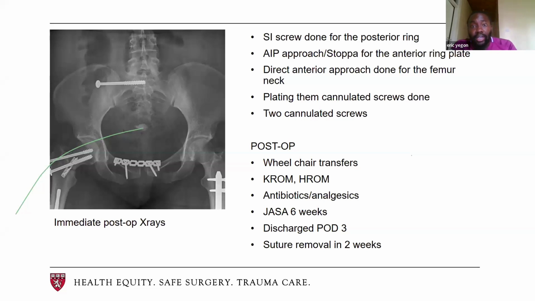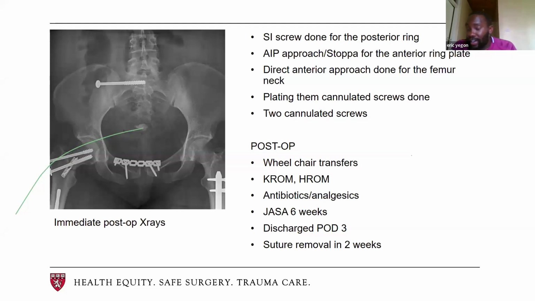Then the approach we did, the previous person who asked thought we did a Smith-Petersen approach. We did a direct anterior, the same incision you use when you are doing a direct anterior approach to the hip for anterior hip replacements. I think if you know how to do it, it might be a little easier with less dissection. But if you're comfortable with the Smith-Petersen, that can also work perfectly fine for this.